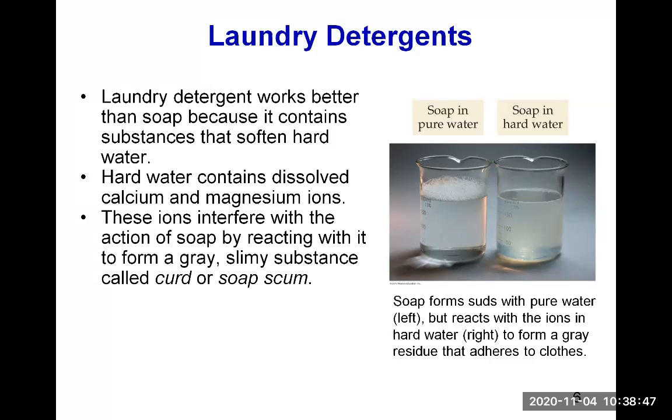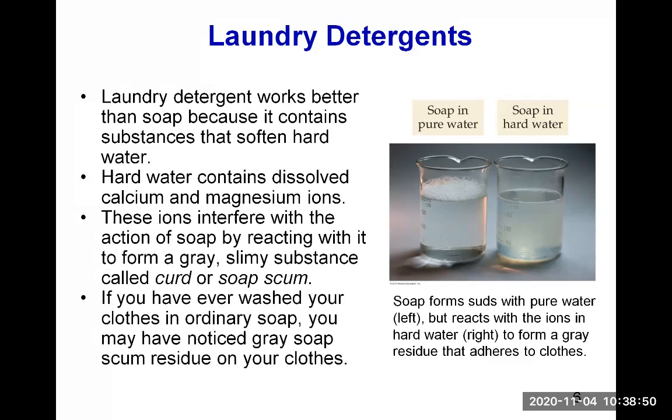You don't want that because if you have ever washed your clothes in ordinary soap, you may have noticed how the gray soap scum residue can stay on your clothes. That's why the industry has developed laundry detergents to avoid that. You see a picture here that shows the difference of what happens with soap in pure water versus soap in hard water. In pure water, the soap will form suds, which is what you want.